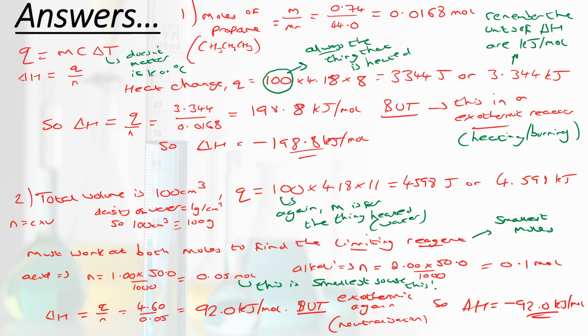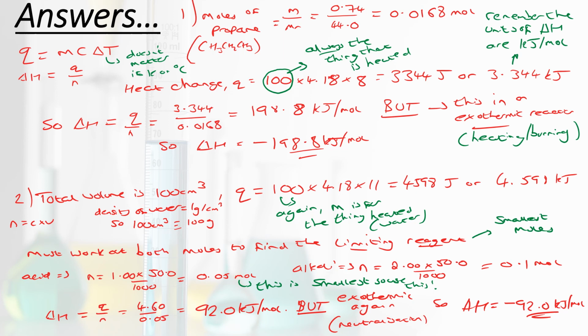So the total volume of liquid that you'd have in the polystyrene cup is 100 centimetres cubed. And because these are aqueous solutions, essentially we can make the assumption that it's 100 centimetres cubed of water. And again, we're going to use this trick of the density of water being 1 gram per centimetre cubed. So 100 centimetres cubed is the same as 100 grams of water.